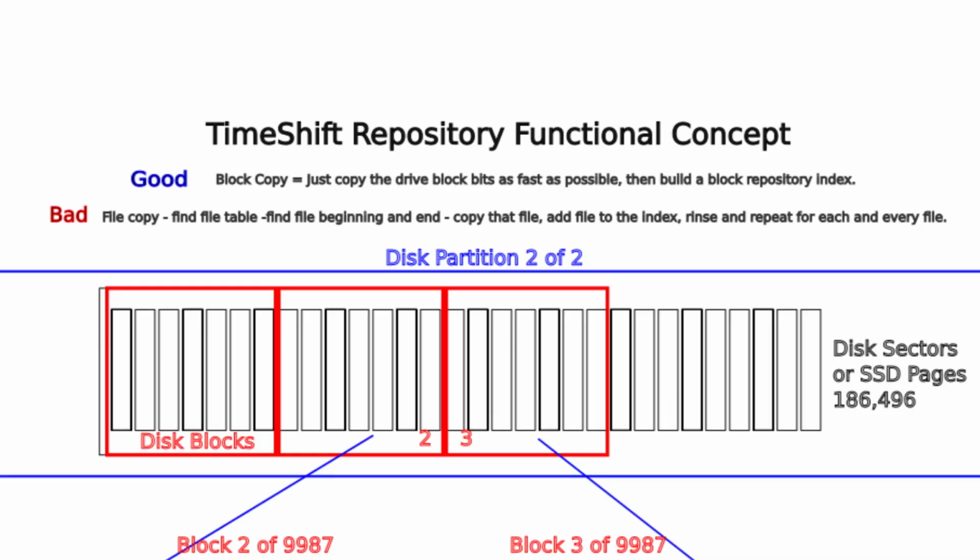As shown above here, we have a good way to copy data and we have a bad way to copy data. The good way is to just block copy. That's a bit copy of big segments of the drive, just as fast as the drive can copy them. And the bad way is to go find each file, find out where it's located, and then copy it, and then add it to a repository, then go back and find the next file, and it takes forever. So TimeShift uses the good method, which is block copy.